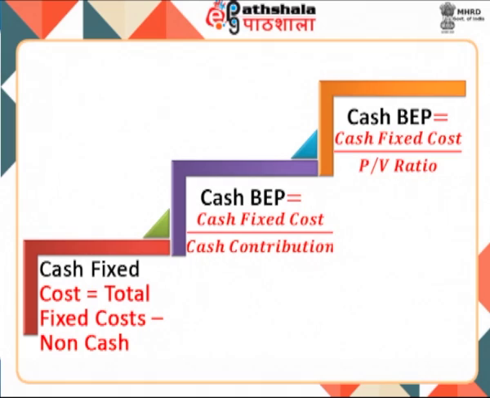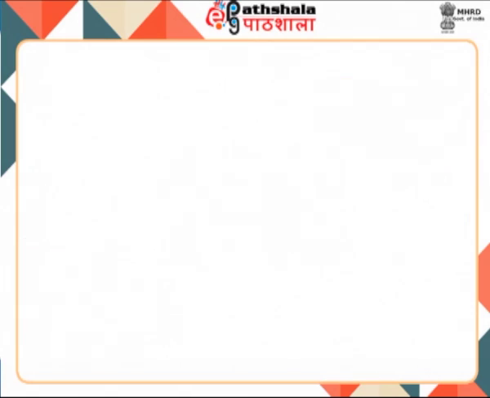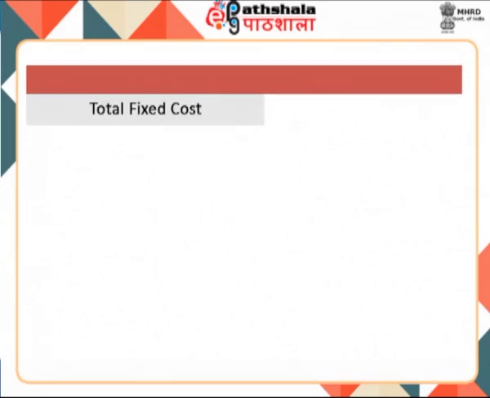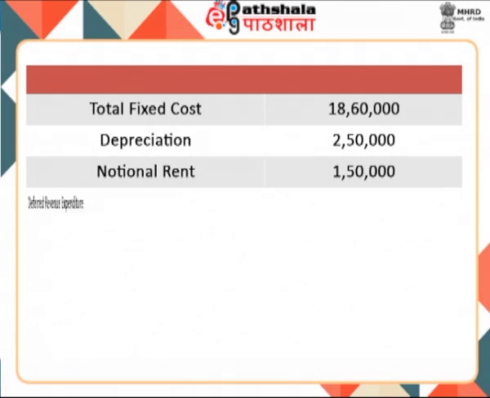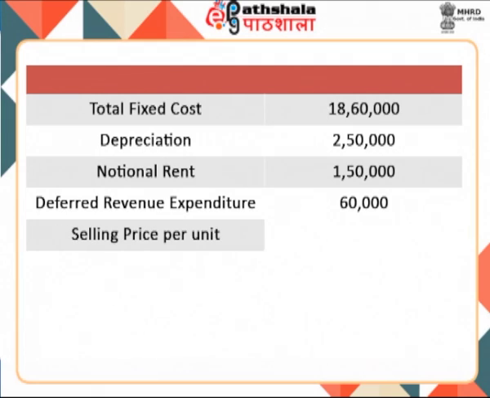Let us see how cash break-even point is calculated with the help of an example. Let us assume that the total fixed cost of a firm for the year 2013-14 is rupees 18,60,000, which includes a depreciation of machinery amounting to rupees 2,50,000, notional rent of the building rupees 1,50,000, and a deferred revenue expenditure of rupees 60,000. The selling price per unit is rupees 250 and the variable cost per unit is rupees 150.